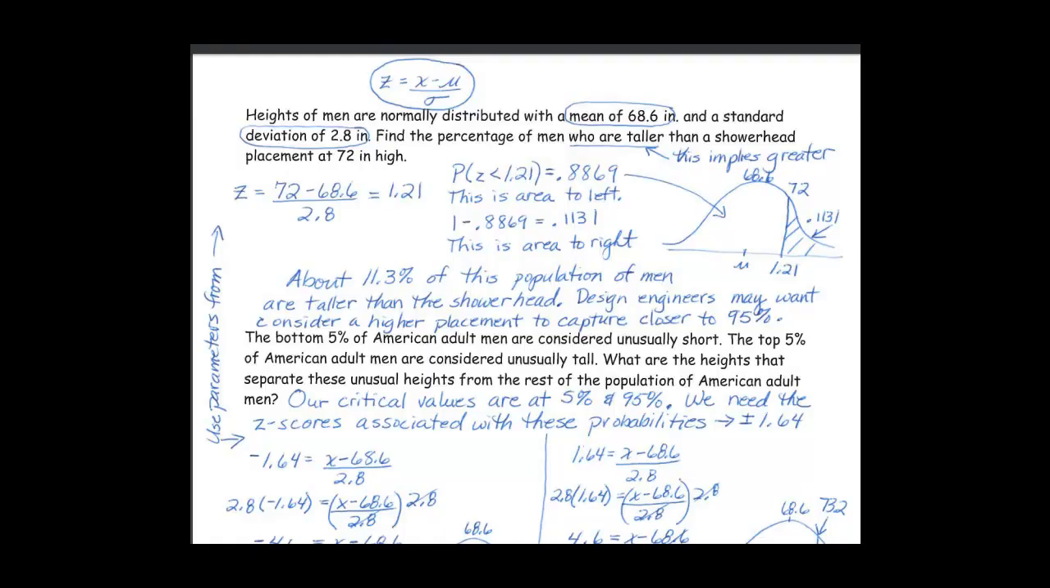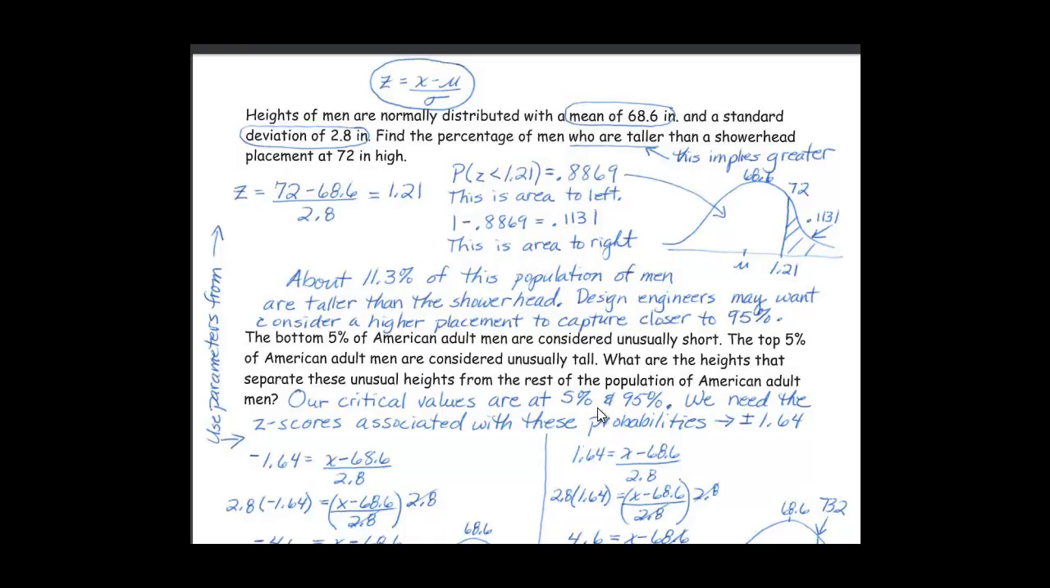Okay, on our next problem, the bottom 5% of American adult men are considered unusually short. The top 5% of American adult men are considered unusually tall. What are the heights that separate these unusual heights from the rest of the population of American adult men? I've got a note here that we're going to use the parameters from above, in other words, the same mean and standard deviation. But I don't have an x value that I'm working with. I do have the probabilities, so I'm working backwards somewhat.